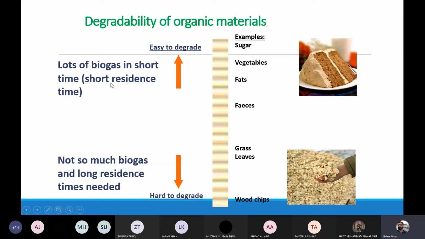So for waste with short residence time, we can add it to the biogas plant, and with longer residence time, we can add those organic fractions to the composting plants.